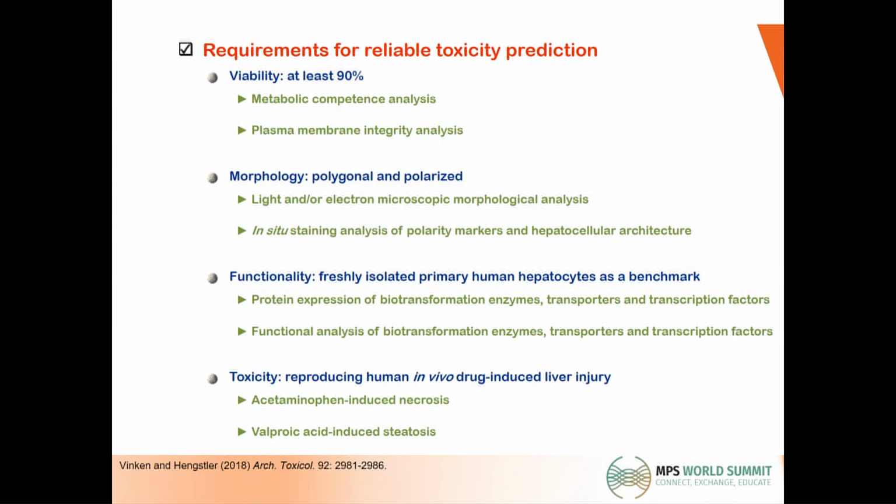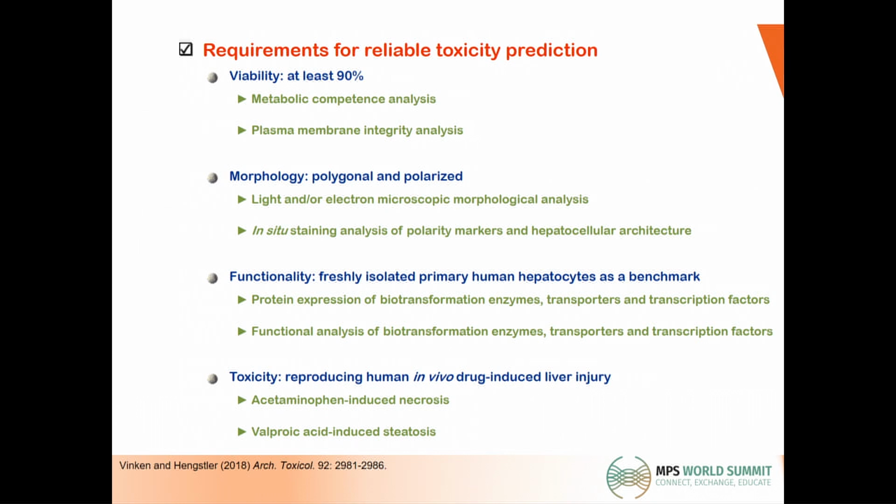The second criterion relates to morphology, and the goal, of course, here is to keep as long as possible the in vivo relevant morphology of the hepatocytes in vitro, which would be, as you might remember from one of the first slides, this polygonal kind of architecture, but especially the polarized status, and that's really important. So how can you monitor this? Well, by means of any microscopic analysis, but especially by in situ staining of typical polarity parameters or also markers of hepatocellular architecture. In my opinion, this is the most important criterion.